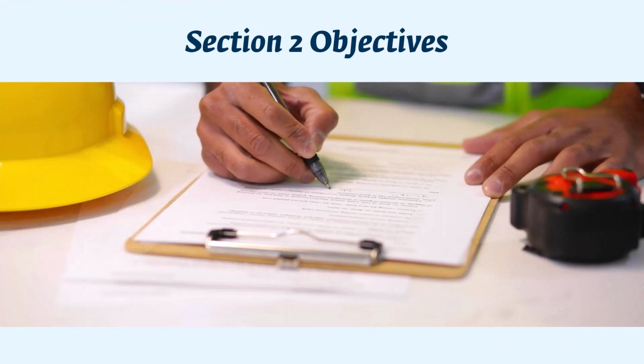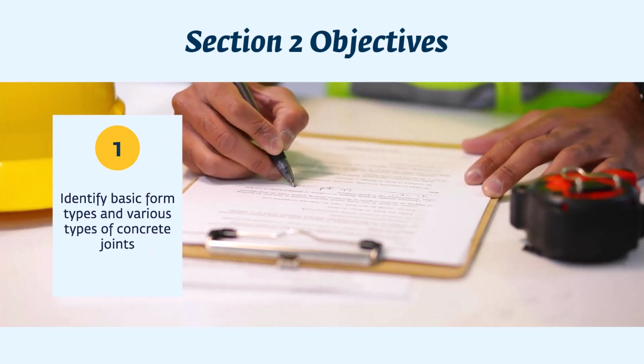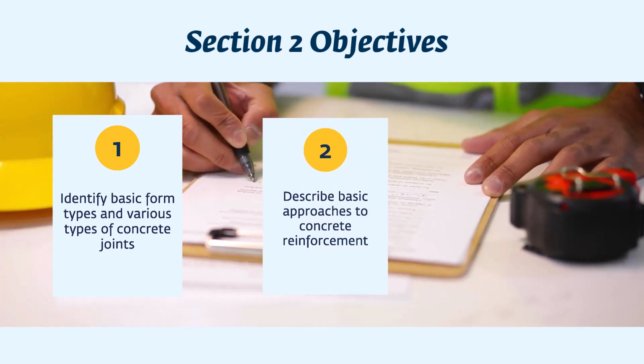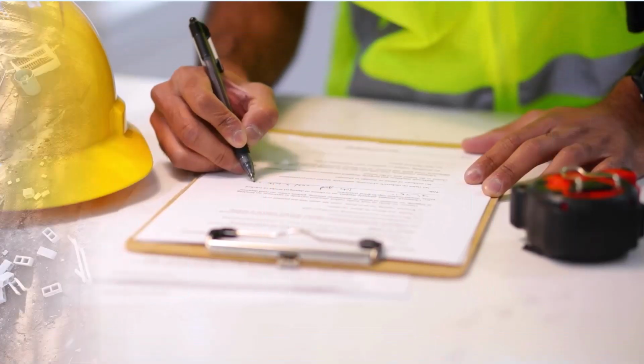Our objectives for today are: 1. We need to be able to identify basic form types and various types of concrete joints. 2. We need to be able to describe basic approaches to concrete reinforcement. Lastly, we need to be able to describe final inspections and the concrete ordering process.